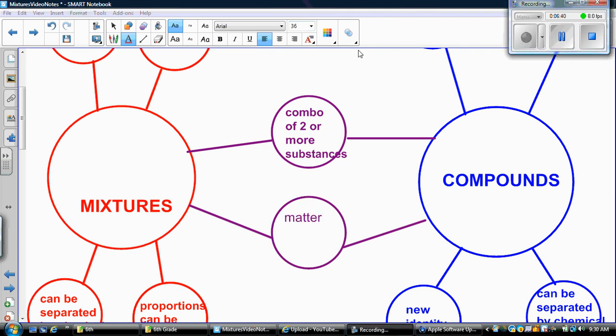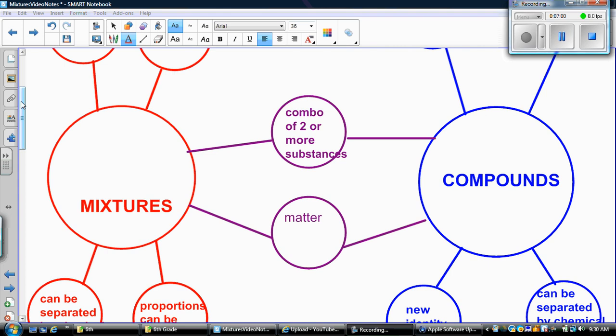So one thing both mixtures and compounds have is they're both made up of matter. Okay? Remember, mixtures can be a mixture of just different types of elements. Mixtures could be different types of compounds. Mixtures could be made up of elements and compounds. Compounds are only made up of elements. Okay, so they're all matter.